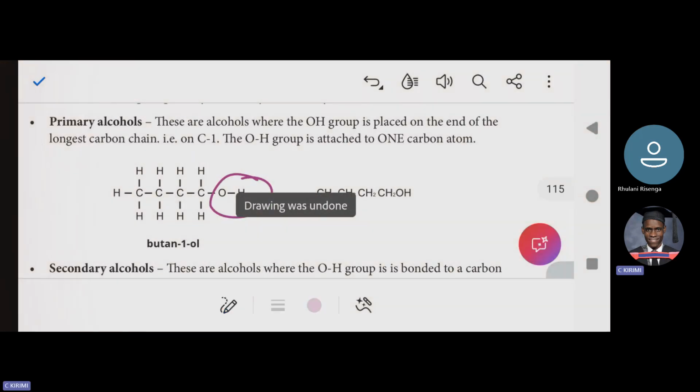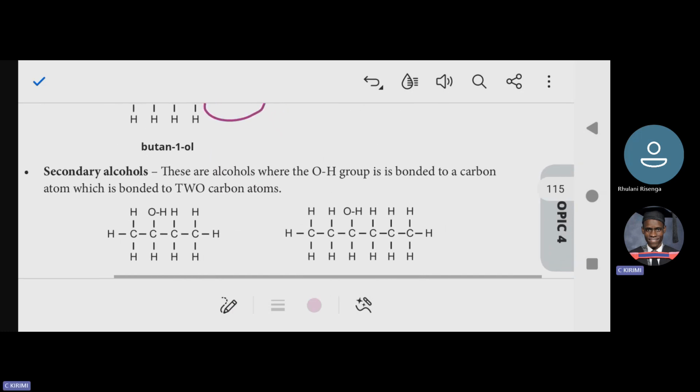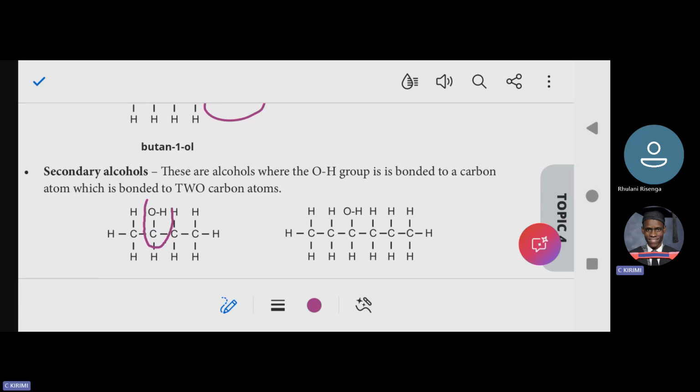So the next, second example is a secondary alcohol. Now we are checking: these are alcohols where the OH group is bonded to a carbon atom, which is bonded to two other carbon atoms. We are simply checking the carbon atom which is attached to the OH. How many other carbons is it attached to? Is it 1? It's 2. If it's 2, which means it's a what? Secondary alcohol.